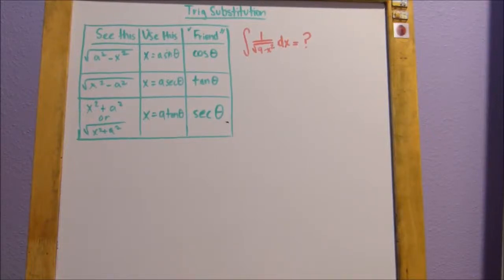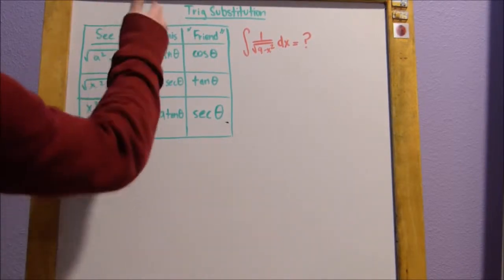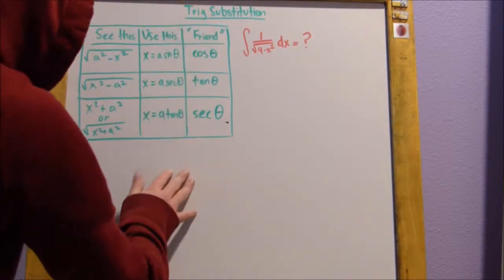So today we're going to talk about trig substitution, which is a way to evaluate integrals with radicals in them, or without radicals. But that only is for tangent, but we'll get to that. So we have this handy dandy chart that my own math teacher provided us, and I find it really useful. Basically we have one column that says see this, use this, and the friend.